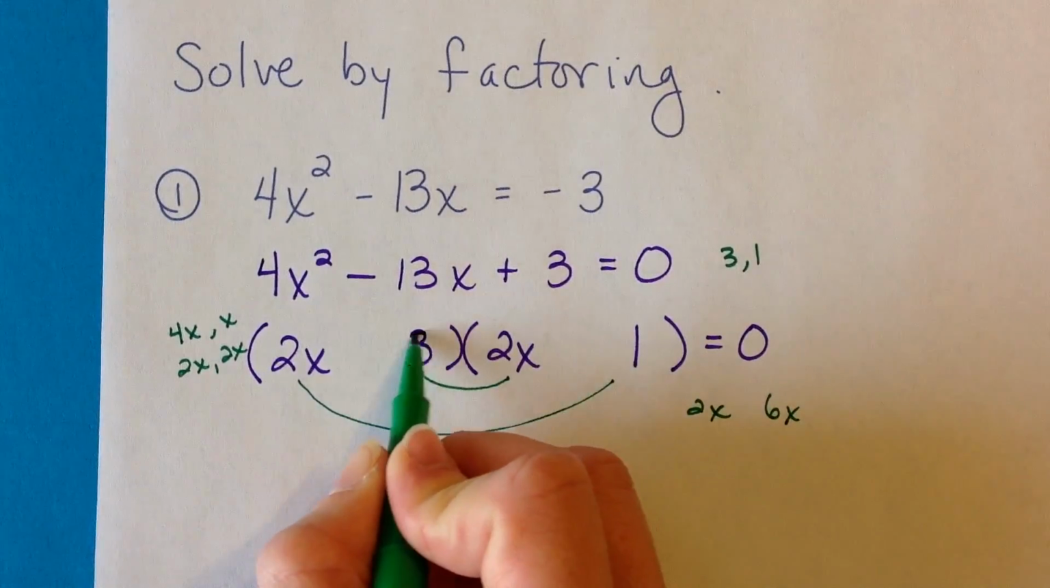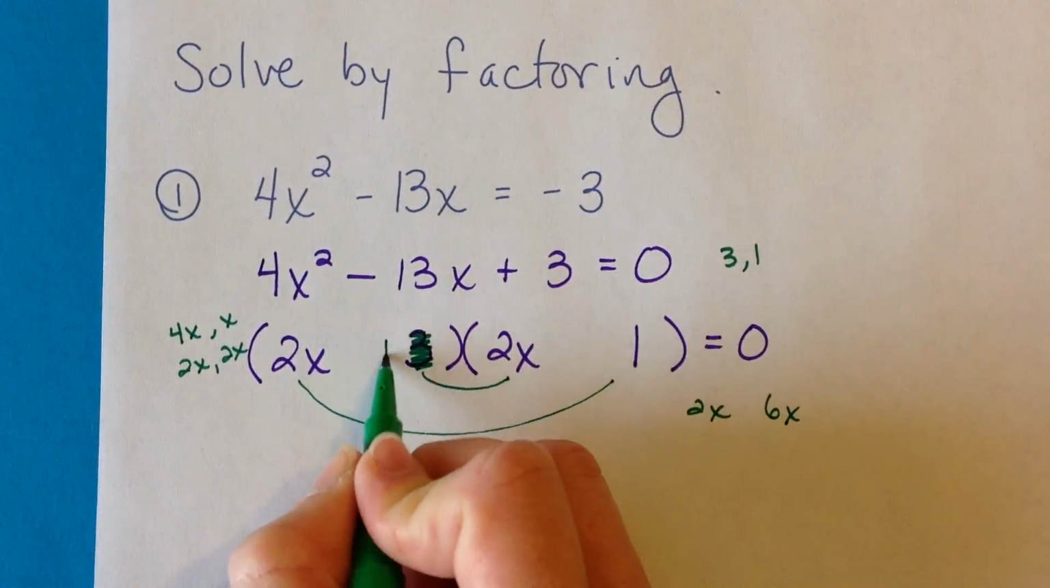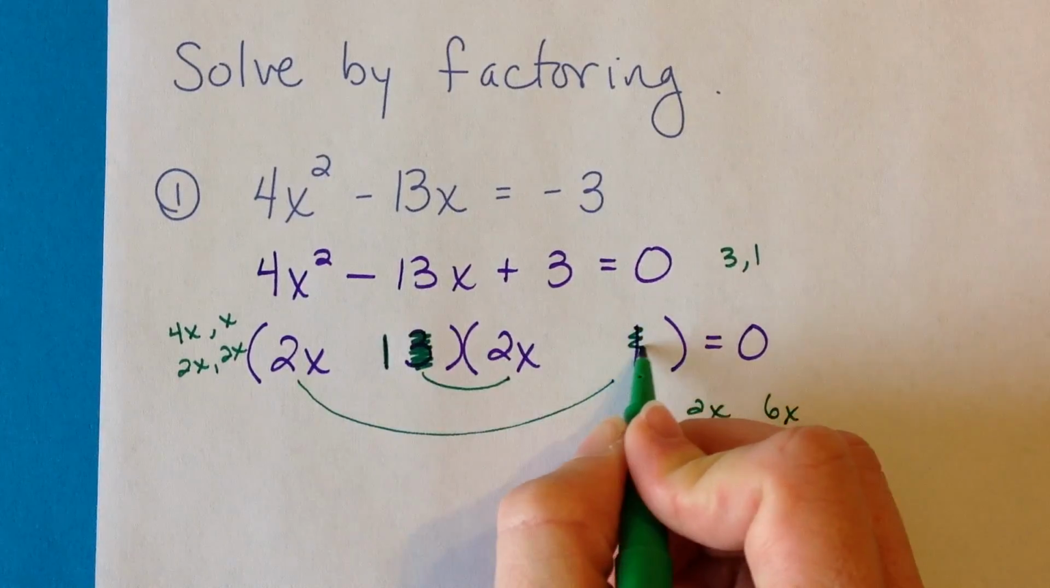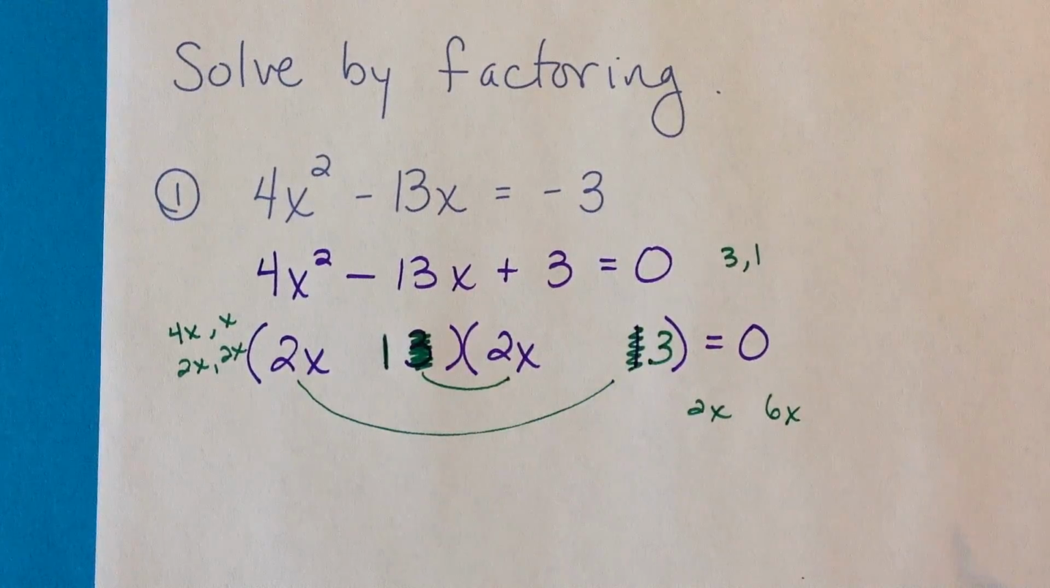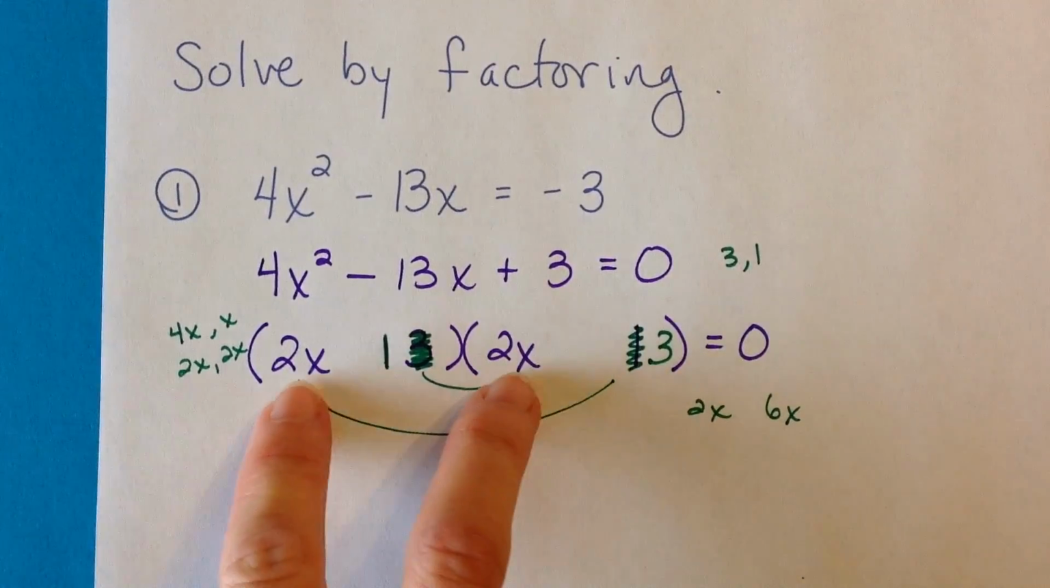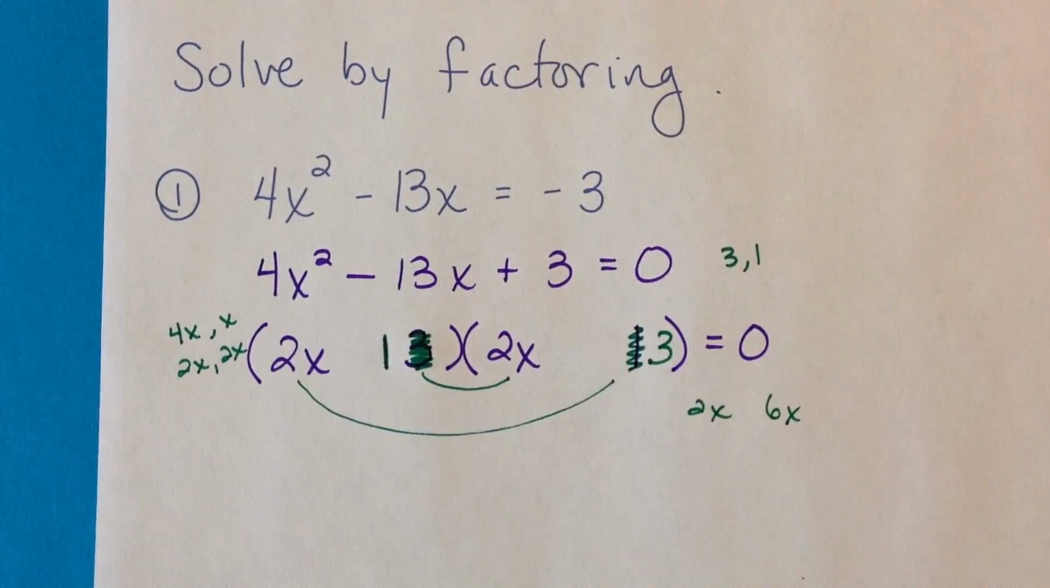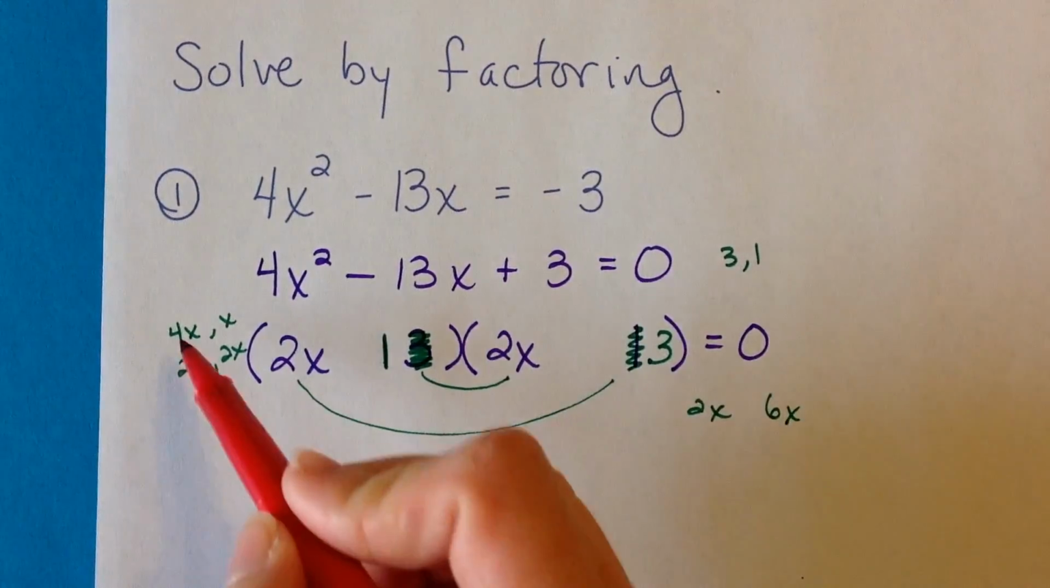Even if I switched this and put my 1 here and my 3 here, that's still not going to work. Obviously it's going to give me the same thing because these two happen to be the same, but I'm just refreshing your memory on your process. You've got to try something. If it doesn't work, then you just have to try something else. All right, so this doesn't work for us. Let me just scratch this out.